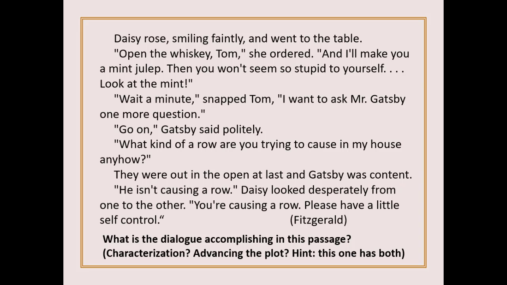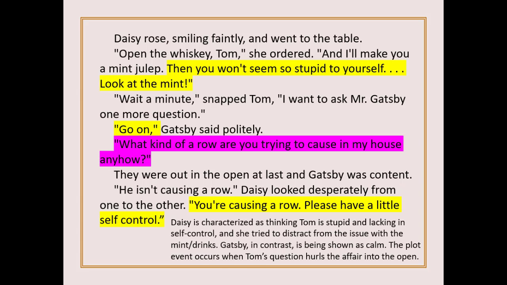All right, let's see what we have here. So here's what I found for characterization and plot. The plot event is in pink, and this is where Tom comes out and basically confronts Gatsby about meddling in his household with the affair. So this is really the turning point in this chapter, and maybe you could say in the novel, of dragging this issue of the affair completely out into the open, where before it had kind of been secret.